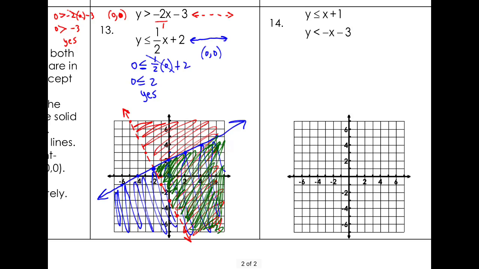Last one. Number 14. Again, we're looking here. That is less than or equal to, so we know that that's going to be a solid line. And this one is just less than, so we know that's going to be a dashed line.